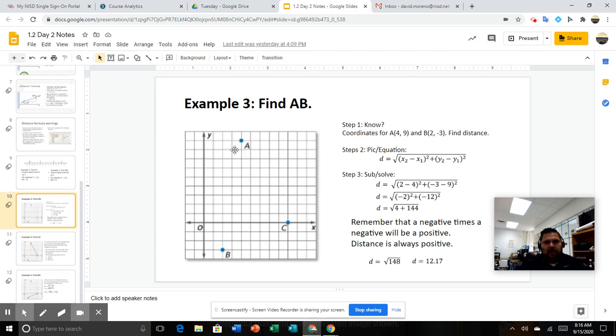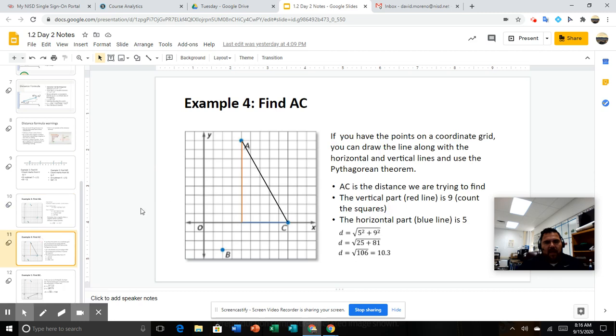You can create another right triangle. Let's say that I was looking for AC. I could find my vertical distance here by going straight down, and then my horizontal distance by going here. And we can use the Pythagorean theorem by counting our measures: 1, 2, 3, 4, 5, 6, 7, 8, 9. So that's going to be 9. 1, 2, 3, 4, 5. That's 5, right? So 9 squared plus 5 squared equals c squared. Take the square root, and this is how we get this answer right here.